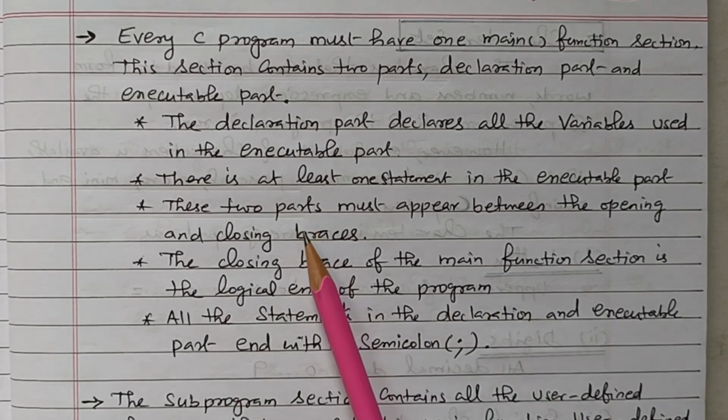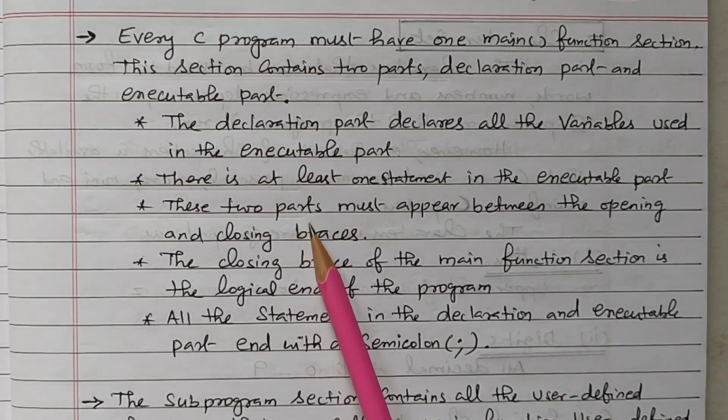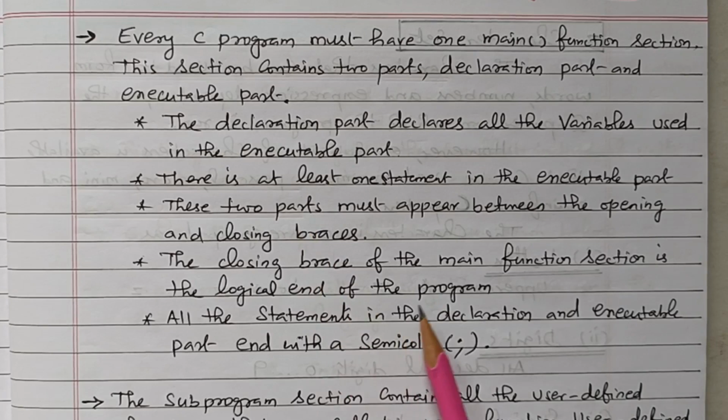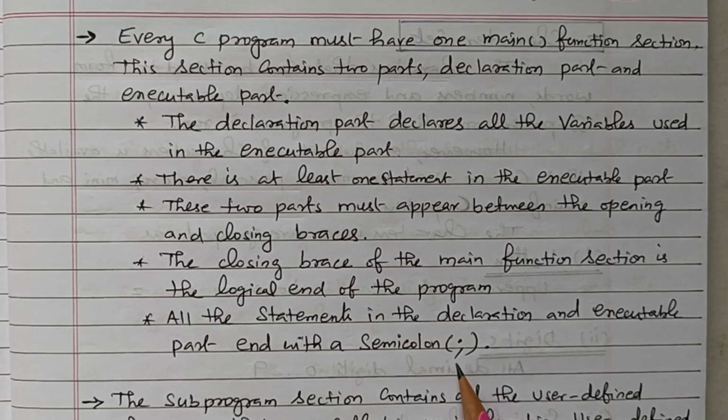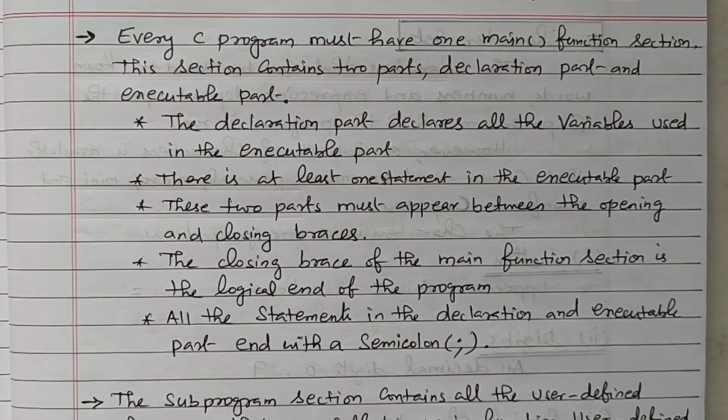There is an opening brace and a closing brace, and in between the main function is available. The closing brace indicates the end of the program. All the statements in the declaration and executable part end with a semicolon. So each and every declaration and executable statement ends with a semicolon.